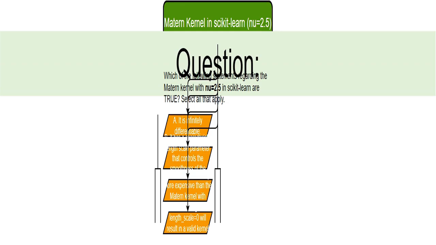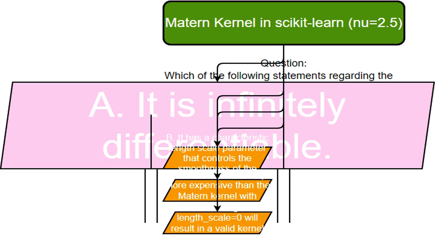I'm asking you to identify which statements about the Matern kernel, a specific function used in machine learning, are correct. We'll focus on the implications of setting the nu parameter to 2.5. Let's dive in. This statement is false.